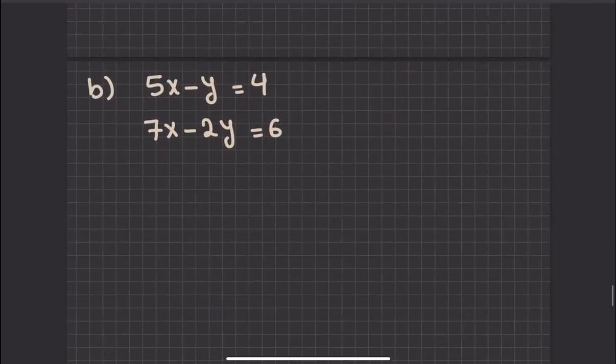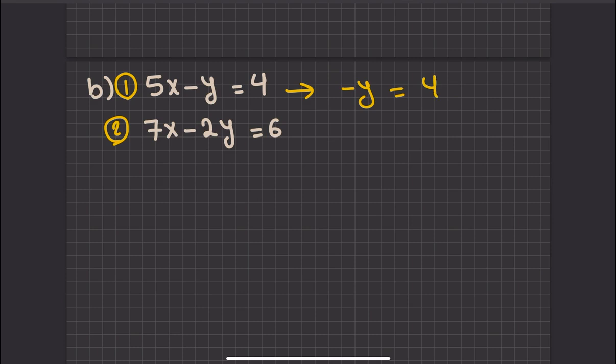I'm going to move to the second equation. 5x minus y equals 4. 7x minus 2y equals 6. I'm going to label them equation 1 and equation 2. When I take a look, I can see here I have minus y. Simple, I'm going to write down minus y equals 4 minus 5x. But I'm solving for y, not minus y, so I'm going to write down y equals minus 4 plus 5x.